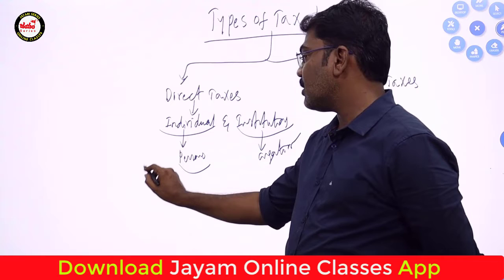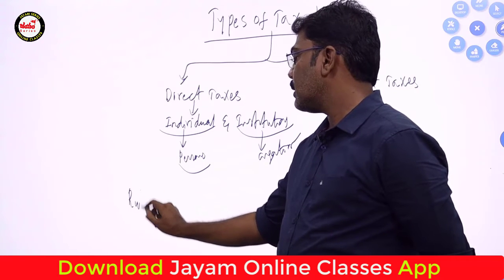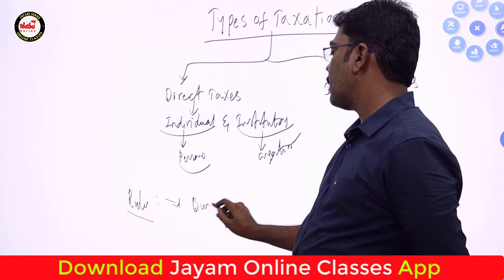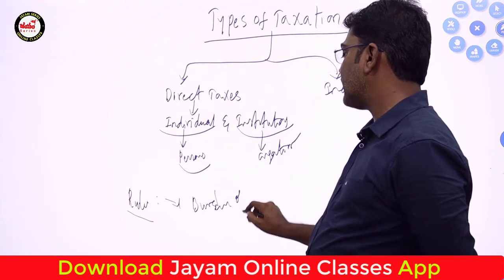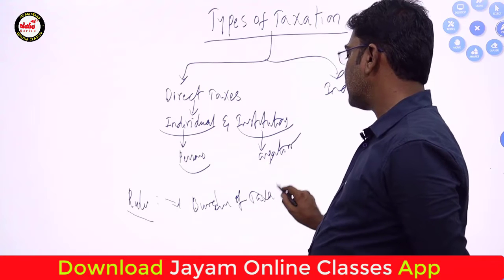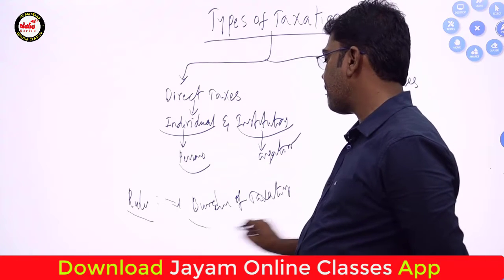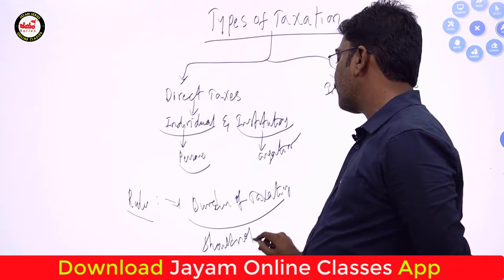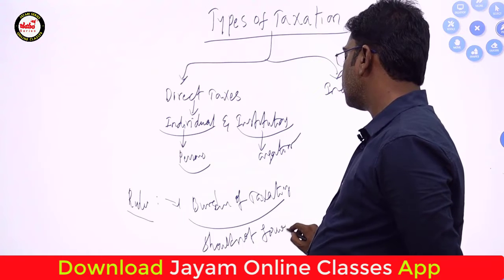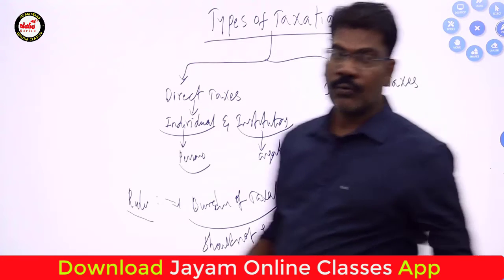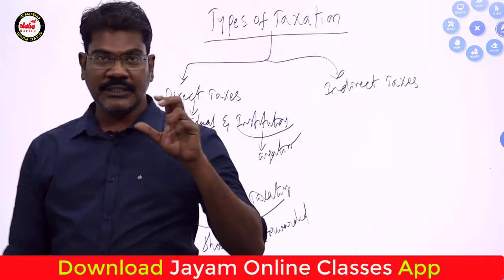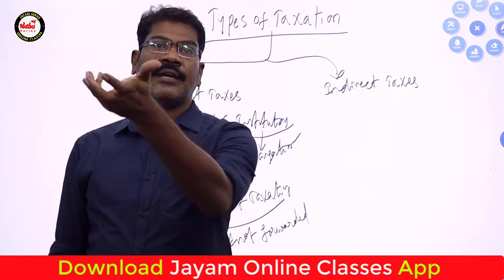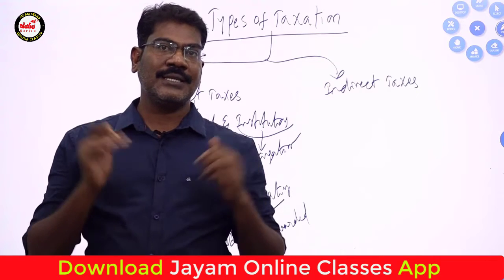So here, what is the rule? The burden of taxation should not be forwarded. What does it mean? This is a tax which is levied on individuals like me, and on organizations like companies. So this is called direct taxation.